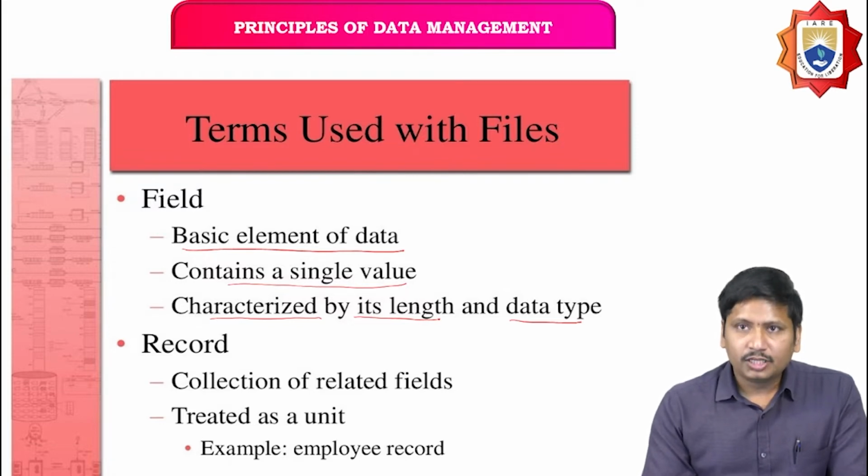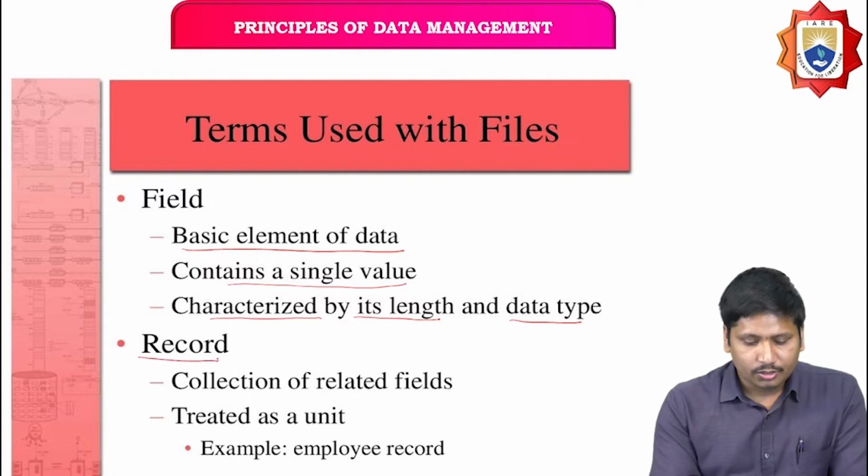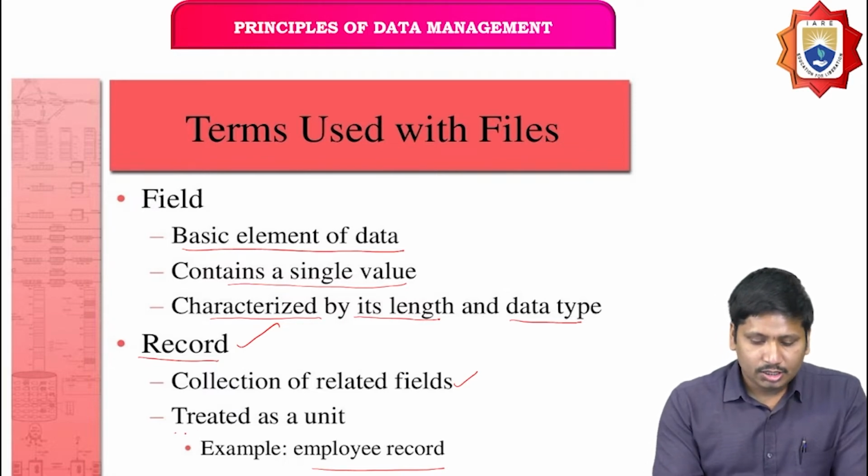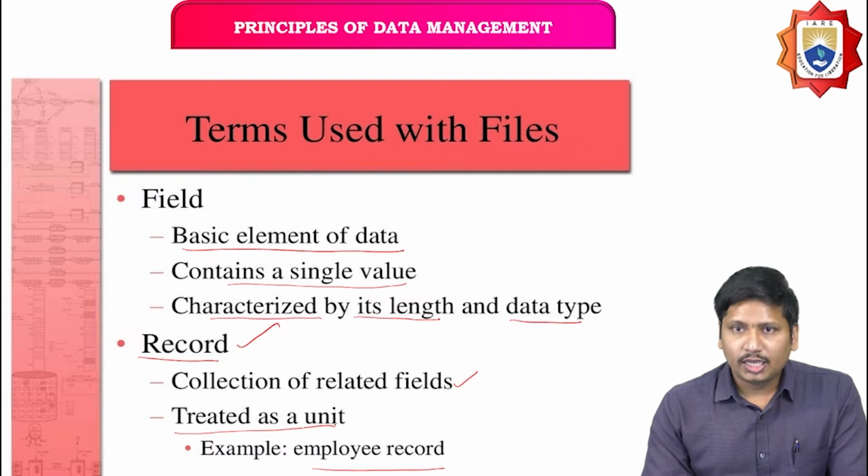The next term used in files is record. A record is a collection of related fields, and it is treated as a unit. An example is an employee record. So the record is a collection of related fields, that is, a collection of basic elements of the data, characterized by length and data type, and the record is treated as a unit only.